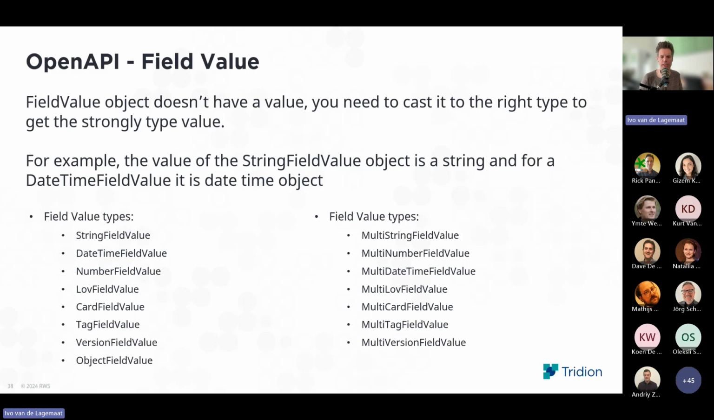We also have the notion of multiple values. We call that, for example, a multi-string field value or a multi-datetime field value. There's basically an array of those field values, so it also gives you an easy count property to see how many values there are. And you don't have to parse it yourself anymore, because before, in SOAP, it was comma-separated values. Now it's basically an array, a collection, which makes it way easier to use.